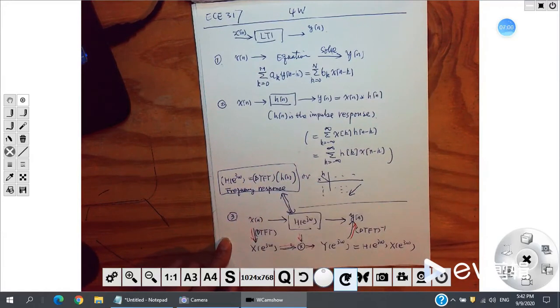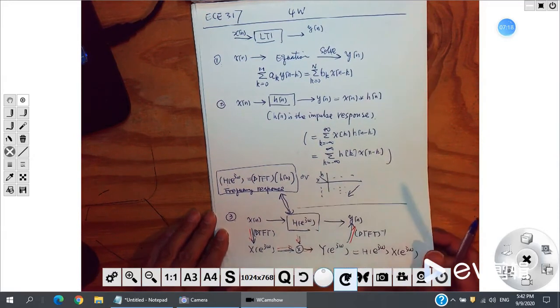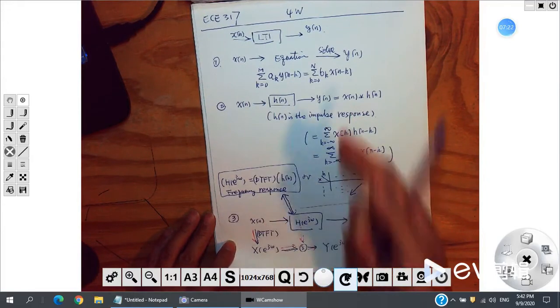Right. So this is the third method. In this method, you need to perform DTFT for the input and the impulse response, then multiply them together, then do the inverse DTFT. All right. Now we can have three methods.